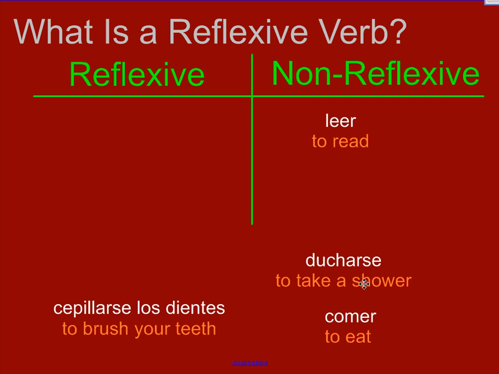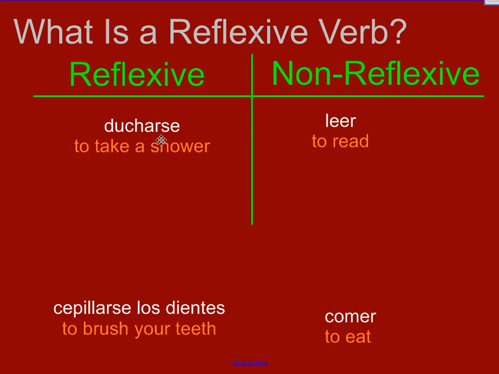Right, taking a look at ducharse, to take a shower. All right, well, first, we know it's reflexive because it ends in se here. Now, if you ignore the se at the end of it, you see that it would end in ar, which we're used to verbs ending in ar, er, or ir. So it's similar in that way, but now we tag on this extra se to the end of it. And we can also think that it's reflexive because when you take a shower, you are the person doing it, and you're the person receiving the action.